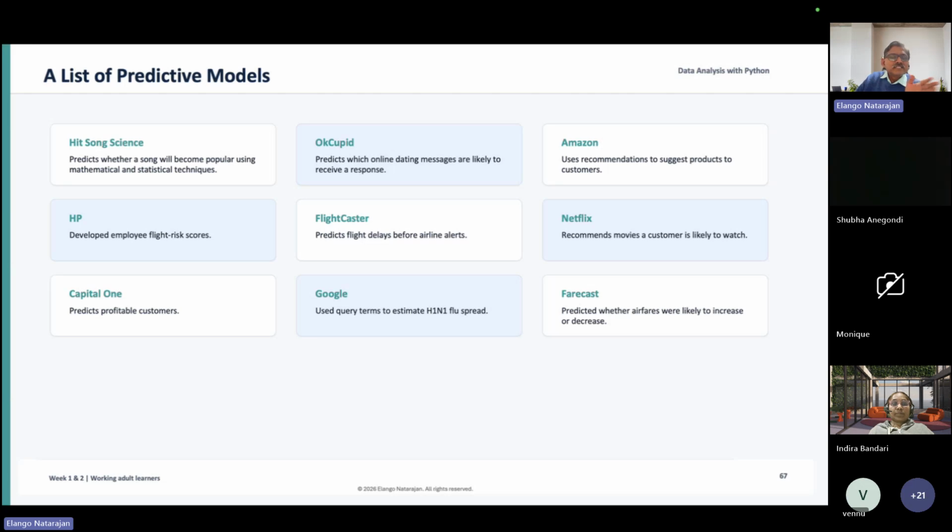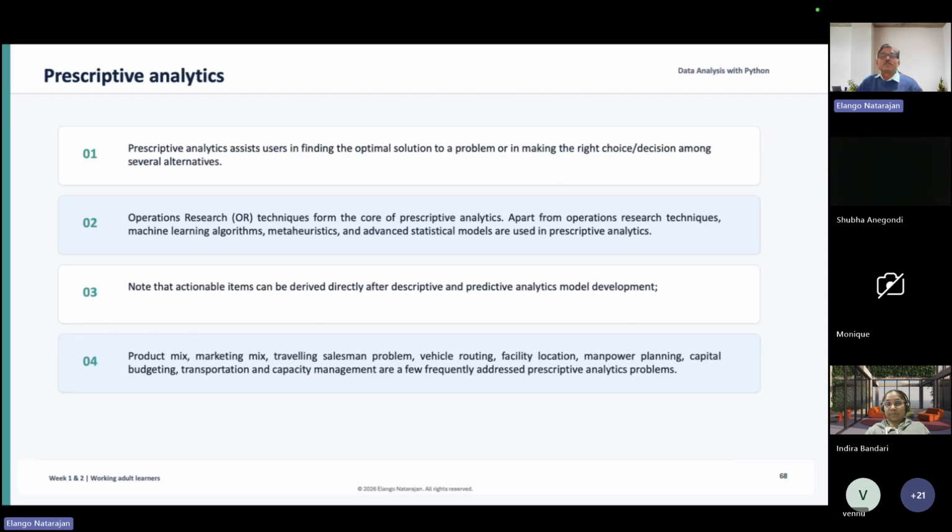These are a few examples I put here of various companies who develop predictive models for their own business improvement and business value. Maybe I'll take one example here: HP developed an employee flight risk score, a predictive model for the flight risk score. Similarly, Google developed a predictive model to estimate H1N1 flu spread. Like this, different predictive models were developed by different companies across the globe.